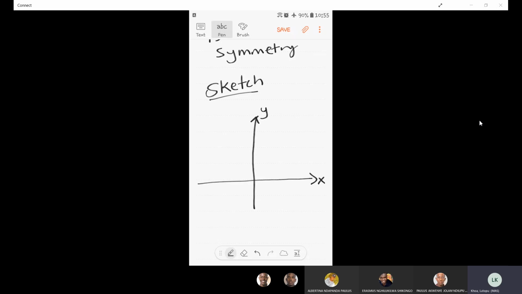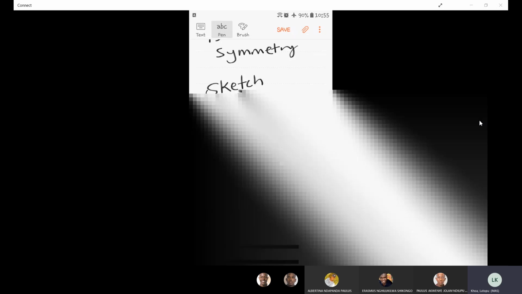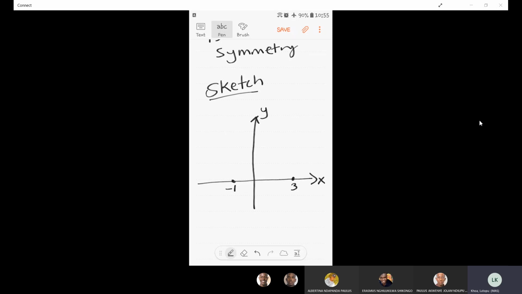So we say the roots are -1 and 3. So here this is -1, this is 3. Then we say the y-intercept is at 3. So that will be somewhere here. This will be a 3. And then the maximum turning point is at 1,4. So 1 will be somewhere in the middle and 4 is above. So the point is somewhere here.